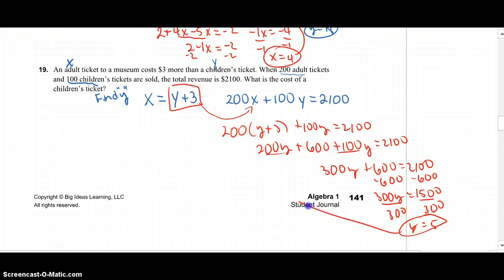If y equals 5, we can plug that way back up here. So x equals 5 plus 3, so x equals 8. So the question is, what is the cost of a children's ticket? We actually found it back here with y. A children's ticket costs $5, which means the adults cost $8.